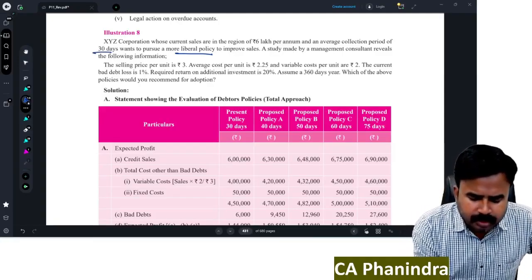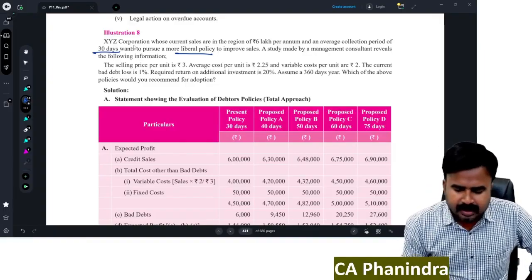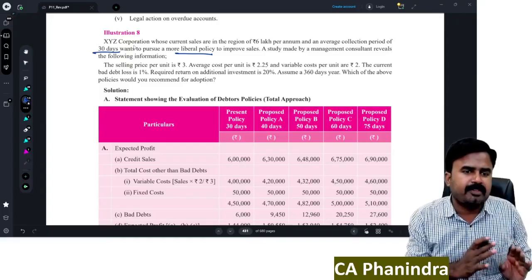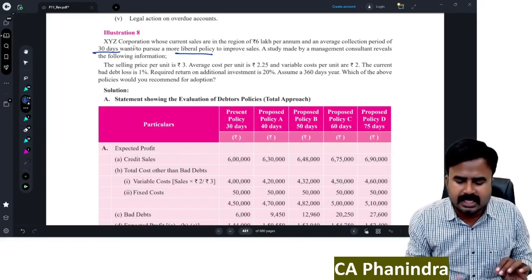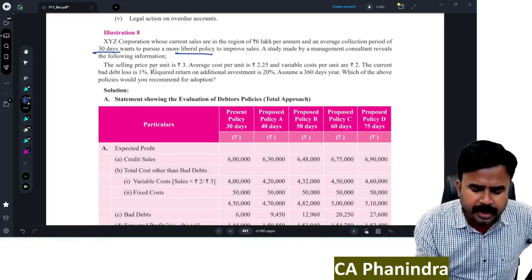Right now the existing policy is to allow a 30 days credit period to our customers. But now we are liberalizing the credit policy. That means extending the credit period from 30 to 40, 30 to 50, 30 to 60 like that. A study made by a management consultant reveals the following information.